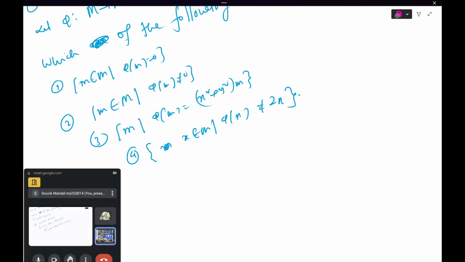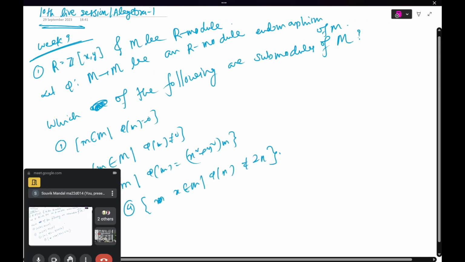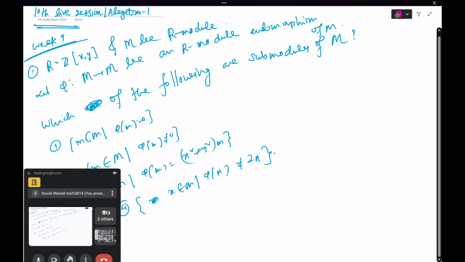Can you please confirm whether I'm audible? Yes, you are audible. Can you see the screen? Yes, I can see the screen, but it would be better if you scroll it down a little bit. Now is it fine? Yes, visible now.